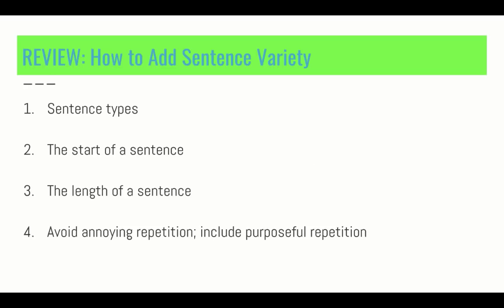So to review, how to add sentence variety: you need to have different types: compound, complex, simple, compound, complex. You also should vary the way you're starting your sentence. Sometimes start with an adverb, sometimes start with an ing word, sometimes start with a preposition. Thirdly, the length of your sentences. You want to have very short ones, medium ones, and long ones. And then lastly, avoid annoying repetition, but include purposeful repetition.